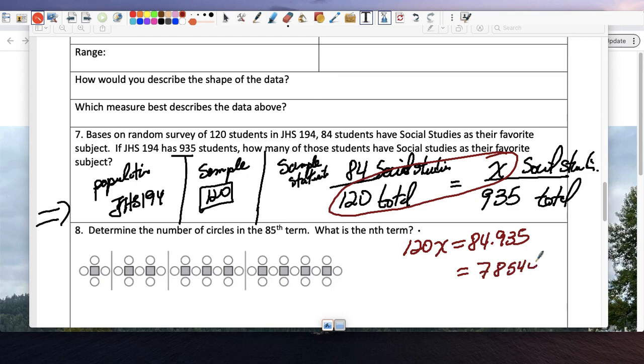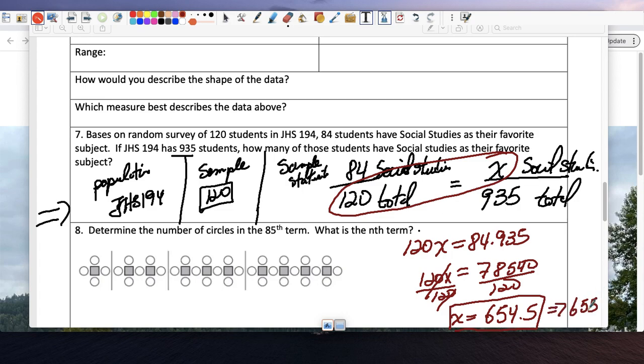78,540. So 120X equals 78,540. Again, it's a one-step equation: we want to isolate our variable, so we divide both sides by 120. That simplifies to 1X, and then that number divided by 120. The actual answer is 654.5, but in the context of our story we can't have 654.5 students, so the answer goes to 655. So out of 935 students, we should expect 655 to say we like social studies. That's one way of doing it.